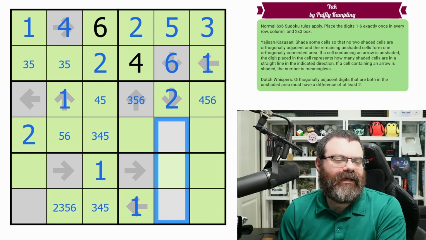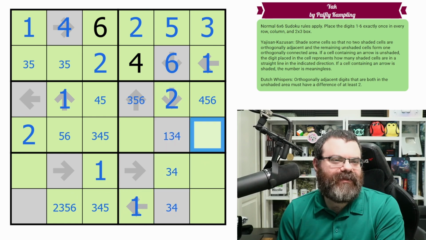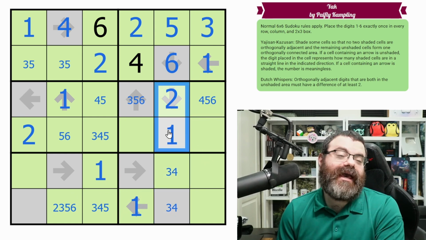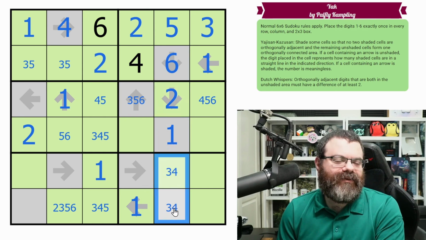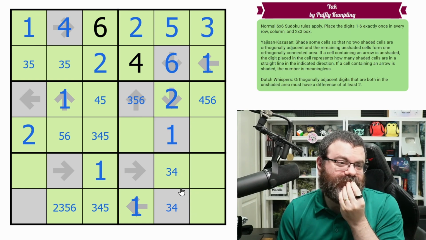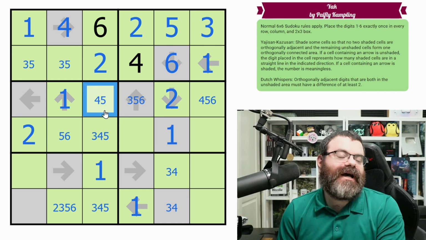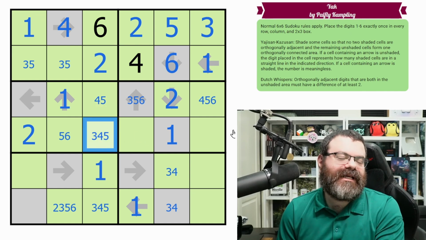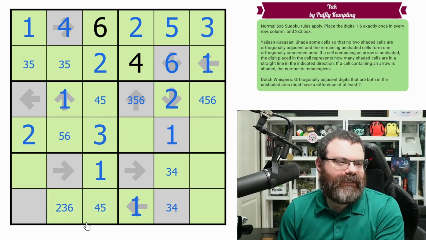This is 1, 3, 4. These can't be the 1. So the 1 is placed, and that's okay. This 1, 2 is okay because this is gray. 3, 4 is okay because this is gray. Okay, good. This can't be 5. See, 4, 5 removes 4, 5 from here, so this has to be 3. 4, 5 removes 5 from here.